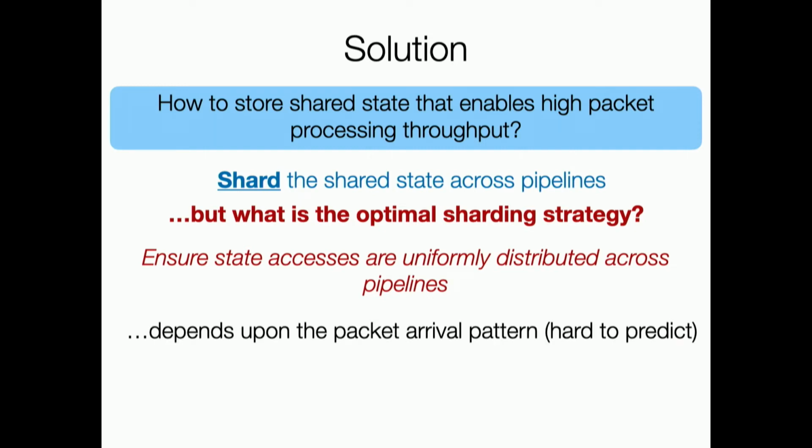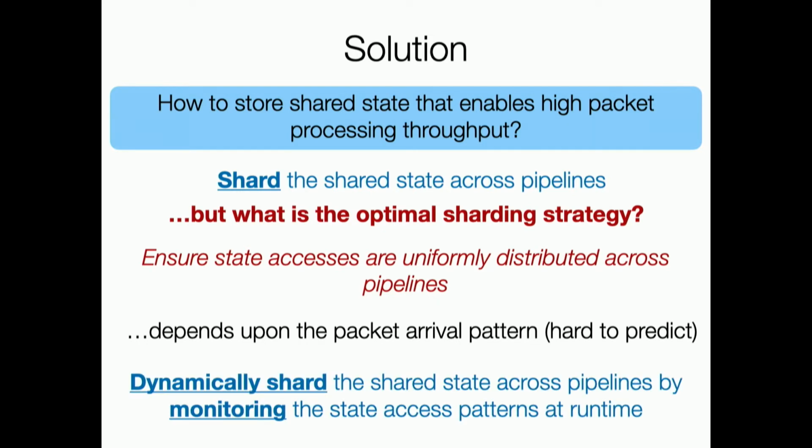The problem is that it is hard. It is hard to predict in advance, because this really depends upon your packet arrival pattern. So just sharding the shared state doesn't do it. What you really need is to be dynamic about it. You need to somehow monitor the state access patterns at runtime and periodically reshard things across pipelines to make sure that your performance is met.